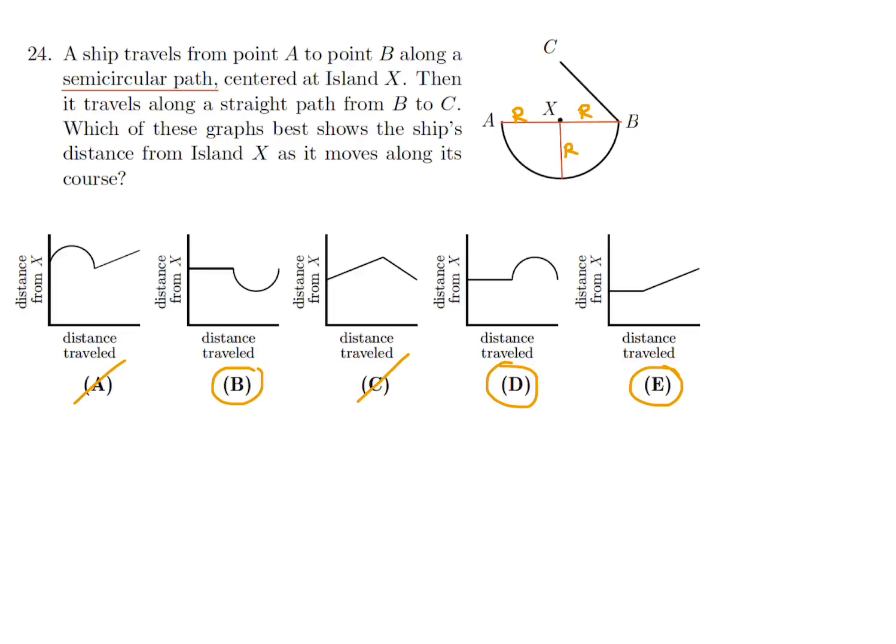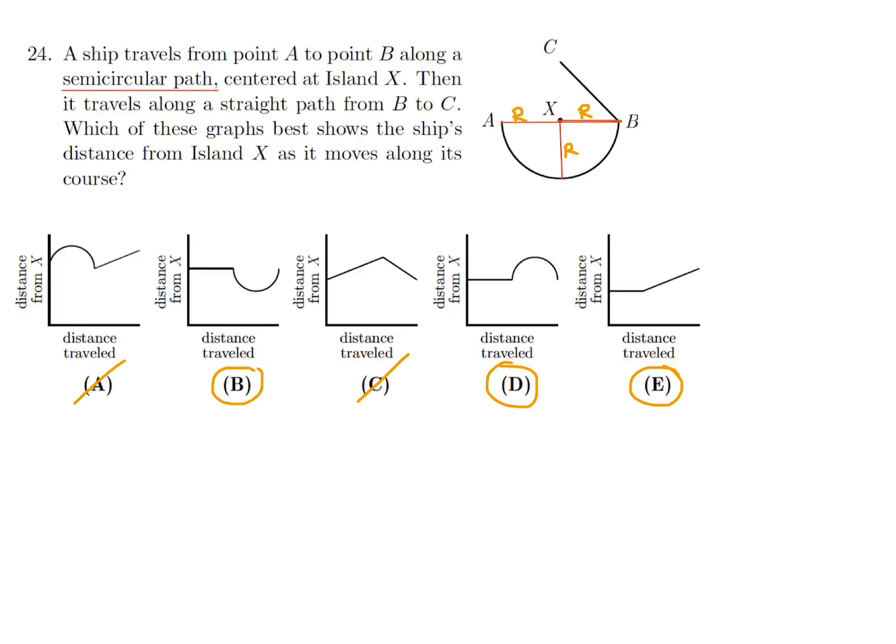I hope that made sense, right? No matter where you are along this semicircular path, you are always going to be the same distance from X. Okay. Now we get to B, and then things start changing a bit.